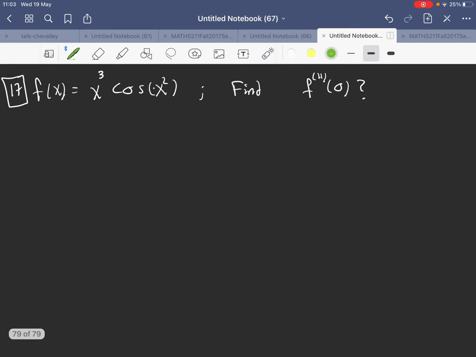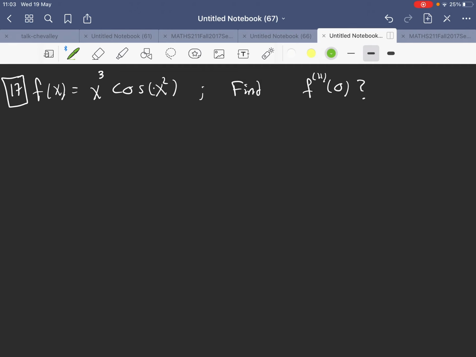Next question is f of x equal x cubed cosine of x squared. Now what we need is to find the 11th derivative at 0. So here we have two options. We have to go to the old school, finding the first derivative, second derivative, third derivative, fourth derivative, until we reach the 11th derivative, and good luck with this. That's what we will not do today. Or we can find something with the series.